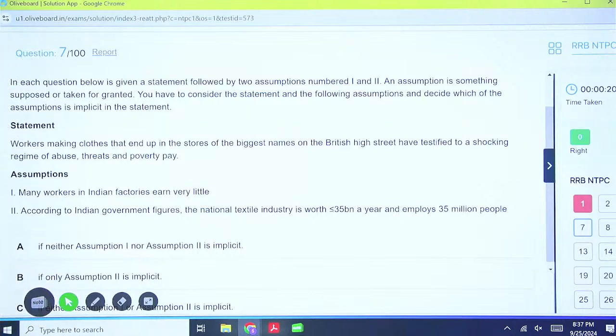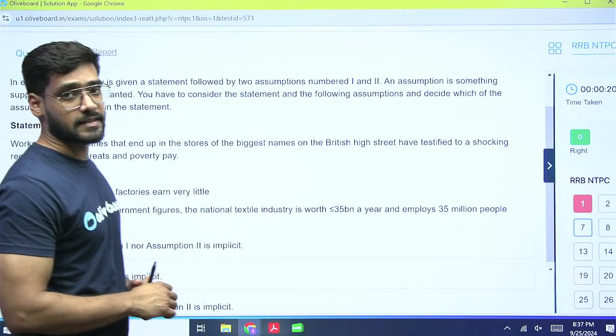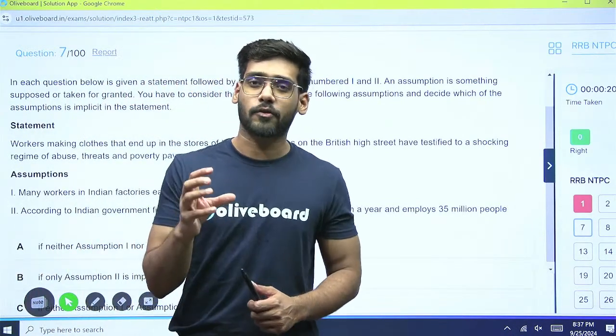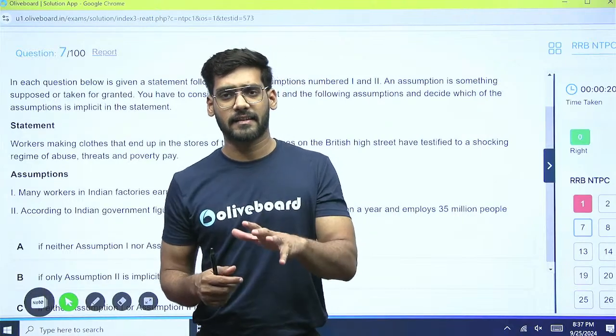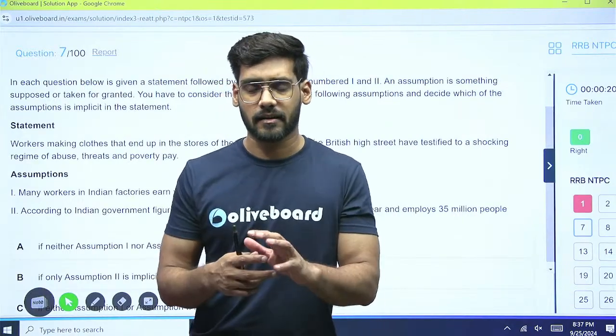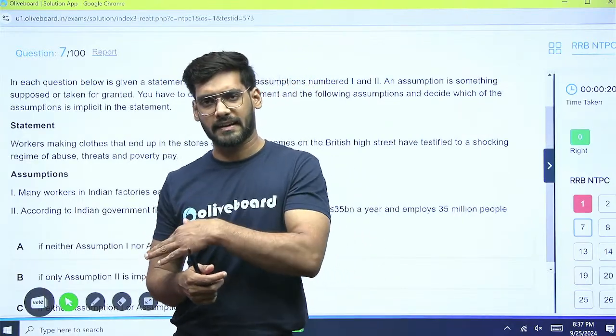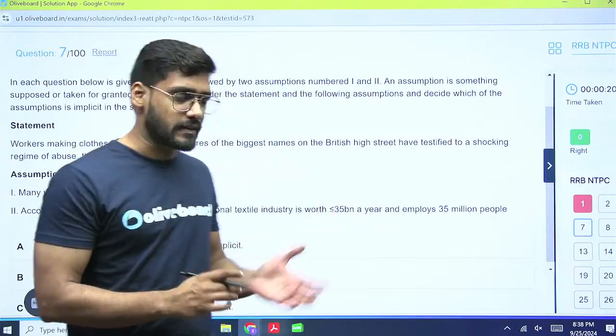This is the question we are having, statement and assumption based, and this comes under the part of critical reasoning. Reasoning has three sections: verbal reasoning, non-verbal, and critical reasoning. So let's deal with this question.